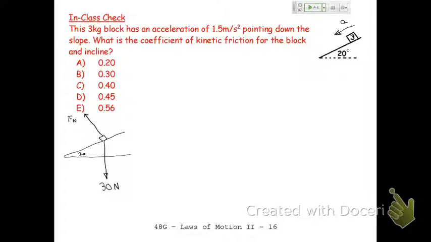Which is the direction that the FF will tend to point? Right, it's going to be up and to the right. And what do we know? We know mu, is it moving? Yes. Mu k is equal to, what's that number? Oh, it wants you to find that. It doesn't know what mu k is. And my acceleration is equal to 1.5 meters per second squared. I'm going to write down because it's important: down slope.